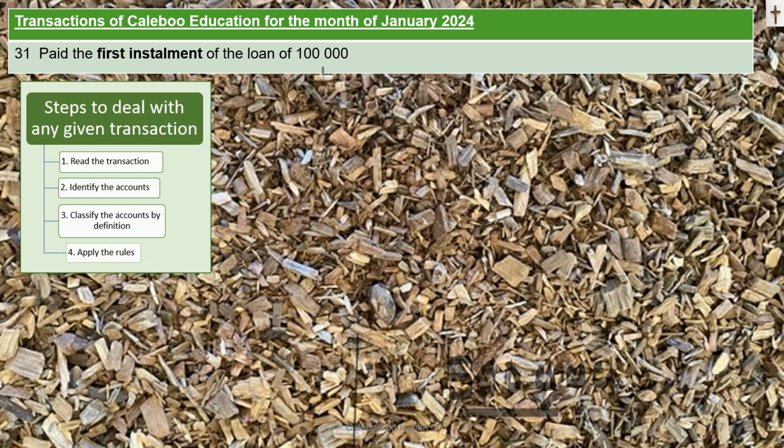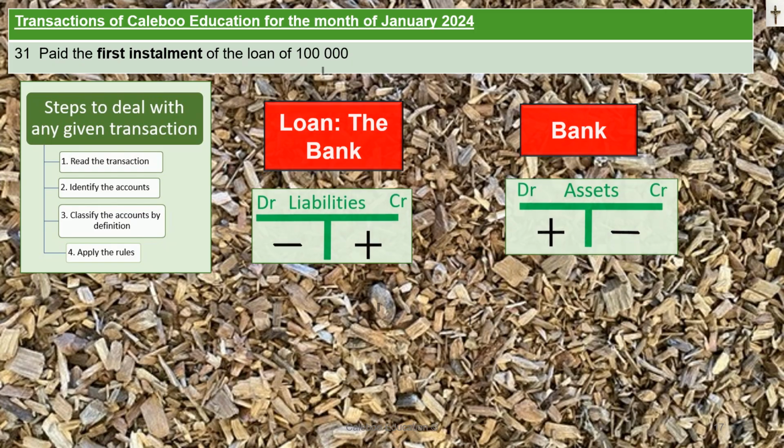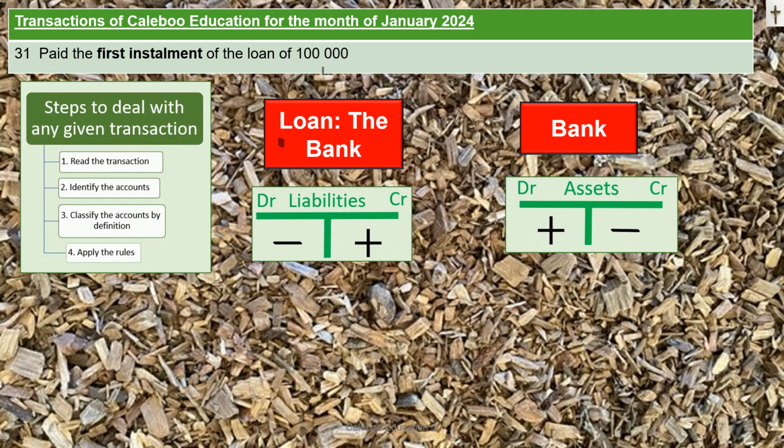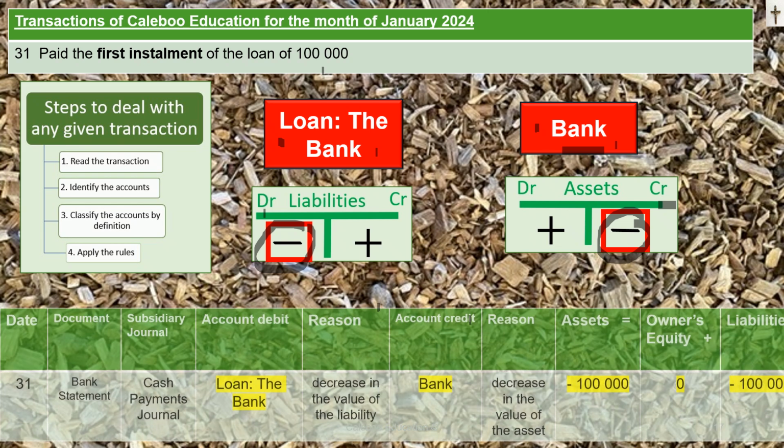On the accounting equation table, let's see. Loan with the bank and bank. Because where's our money coming from? Our bank account. Who are we paying? Loan with the bank. The loan is getting smaller. Decrease in what we owe, debit. Our bank balance got smaller, credit, because we're paying back 100,000.